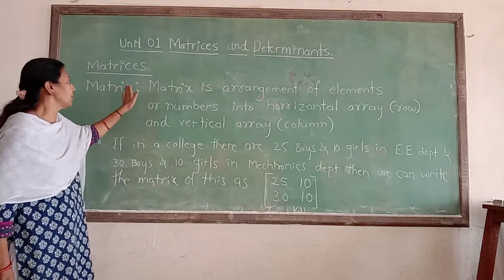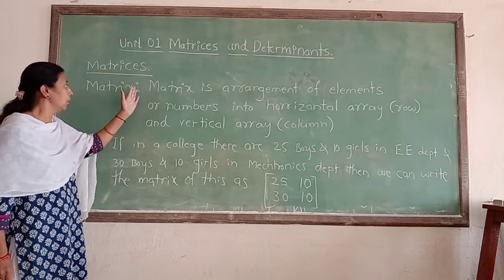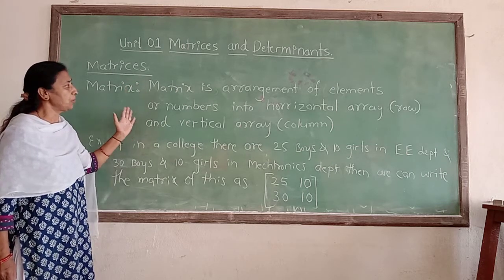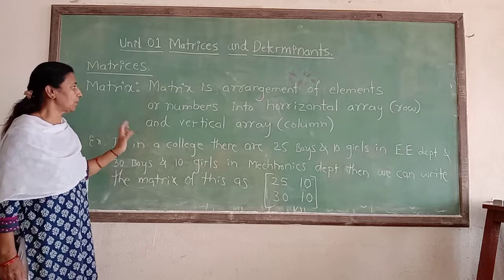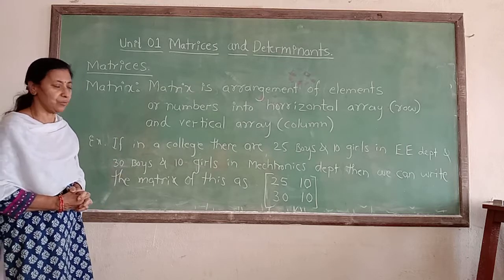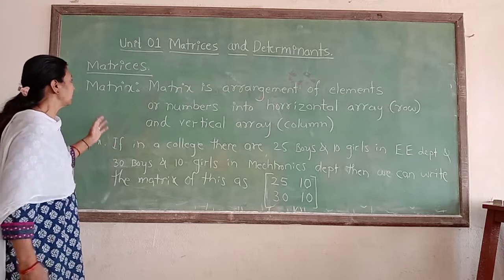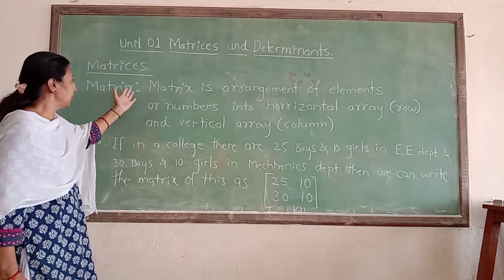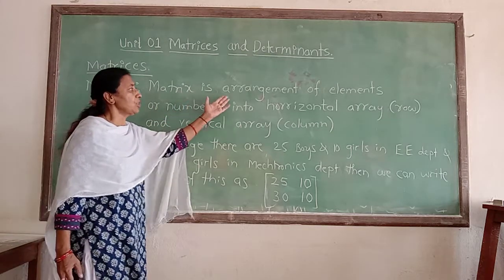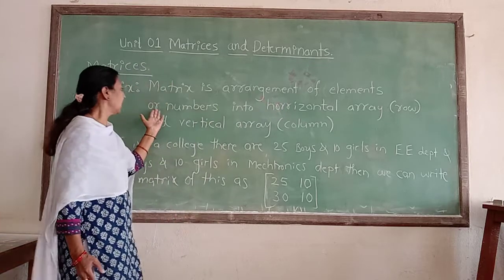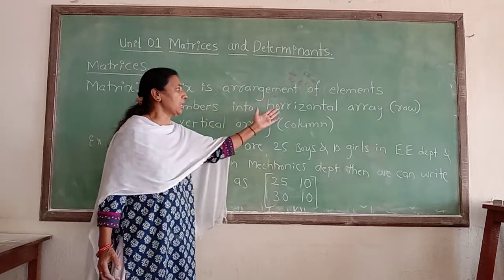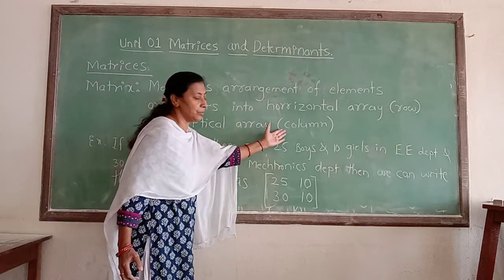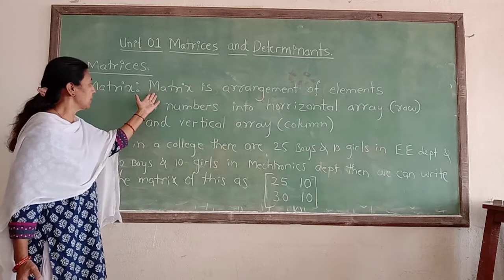So the matrices are a very useful topic through which we can study many more things very easily. For calculation purposes, it is very much essential. So let us know what a matrix is in the form of a definition. A matrix is an arrangement of elements or numbers into horizontal arrays, that is rows, and vertical arrays, that is columns. So this is a matrix.